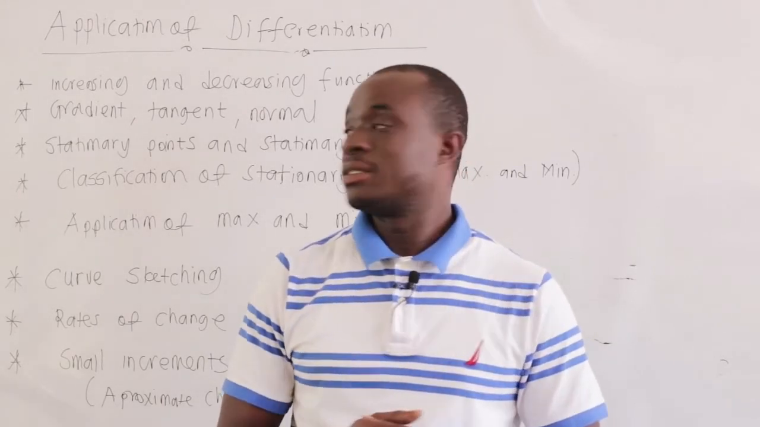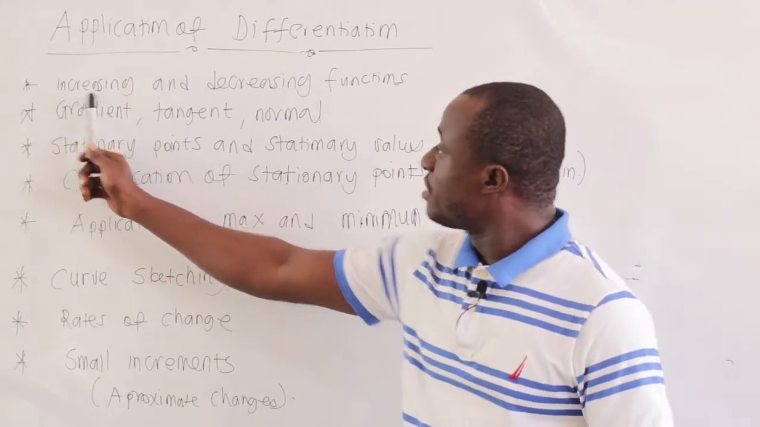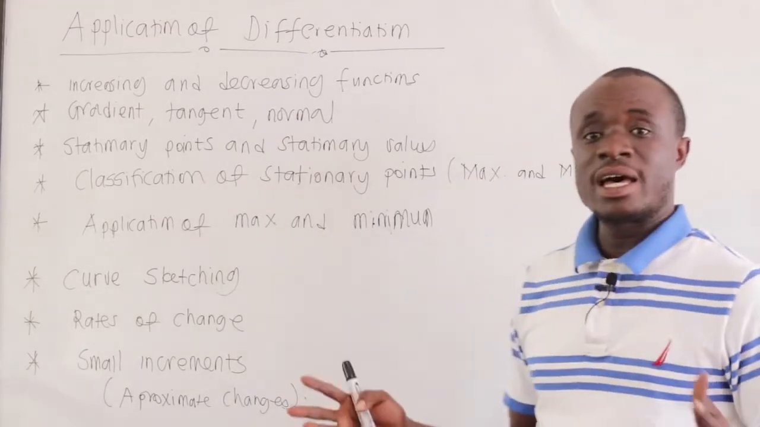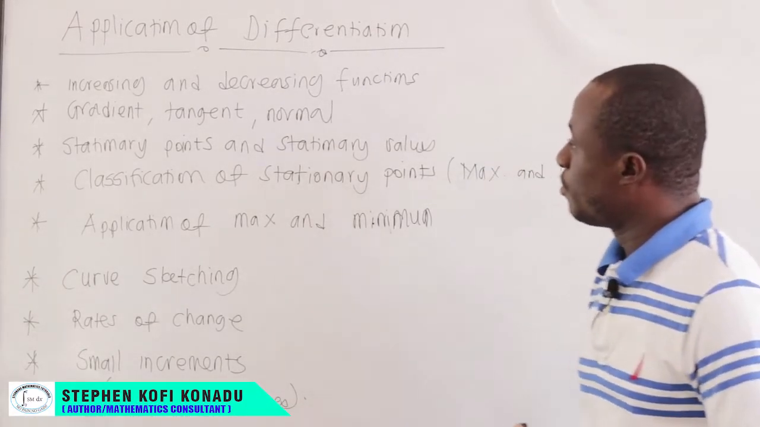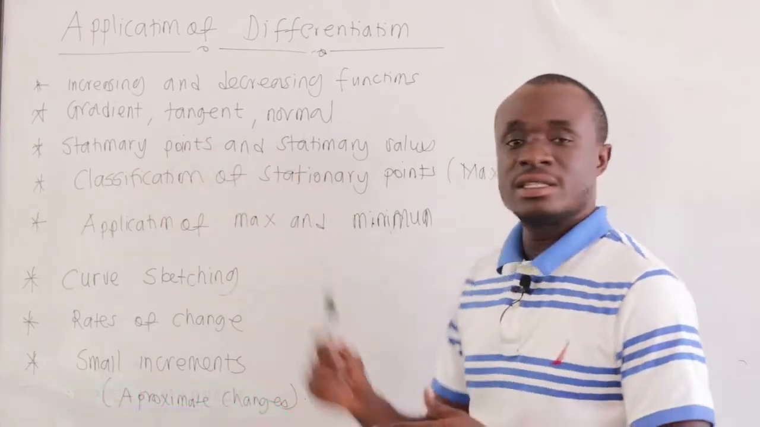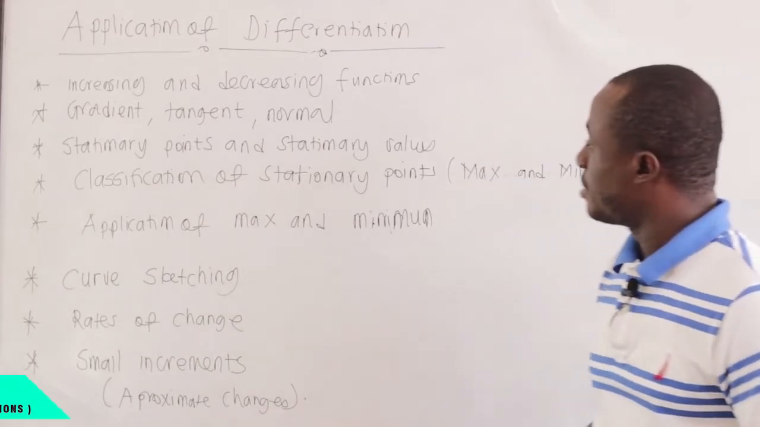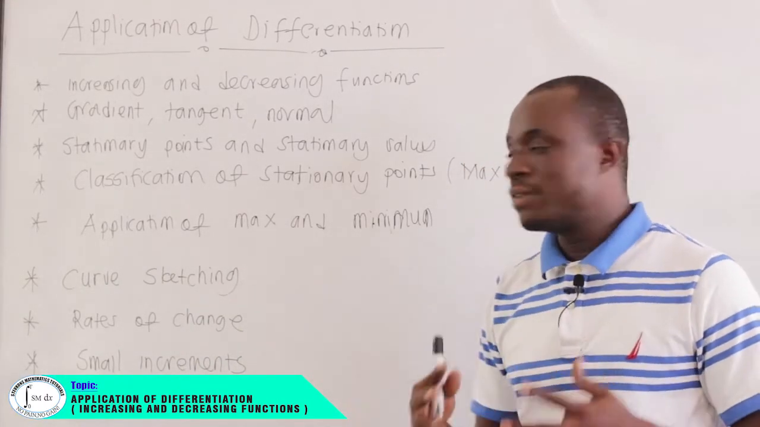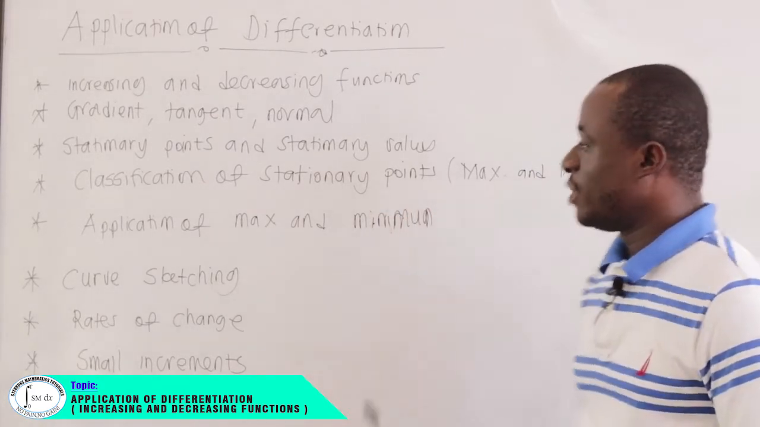After the lesson, you should be able to do increasing and decreasing functions. What are they? When do we say a function is increasing and then decreasing? We shall also be looking at gradient, tangent, and normal, and then also stationary points and stationary values. After that, we'll also be looking at classification of stationary points, that is maximum and minimum.